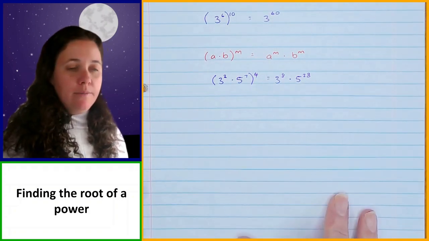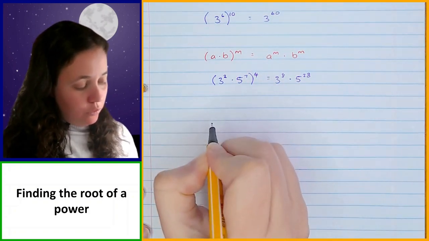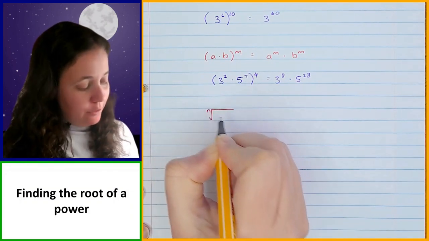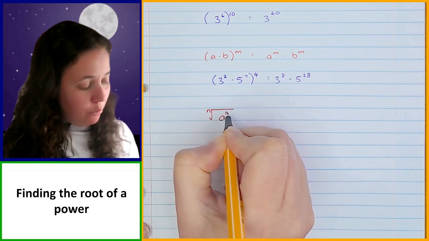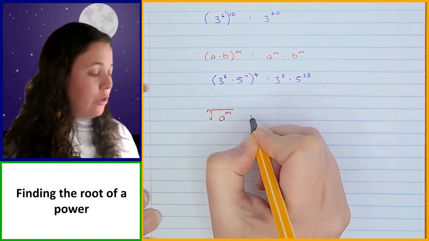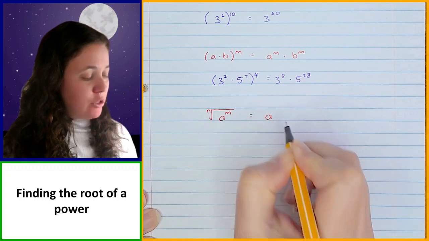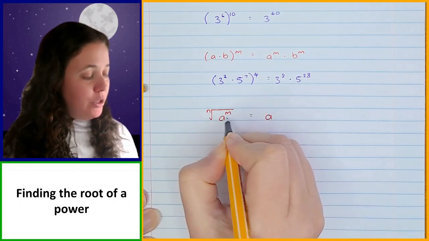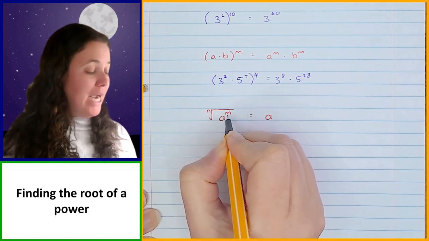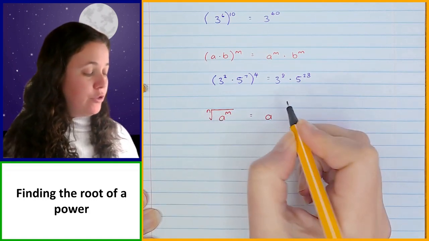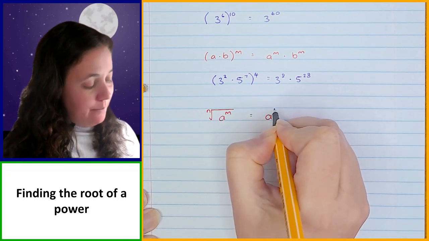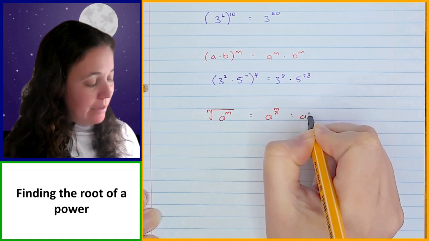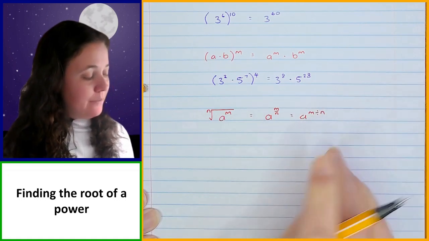So for this one, our rule looks like this. If you're finding the nth root of a to the power of m, then the base stays the same, so it stays a, whatever that base is, and we take the exponent of a and divide it by the index of the root. So we take the m and divide it by n, or it can be written as a to the power of m divided by n.